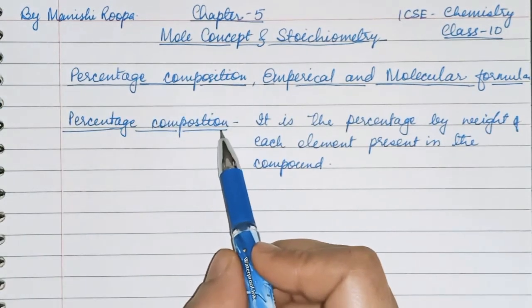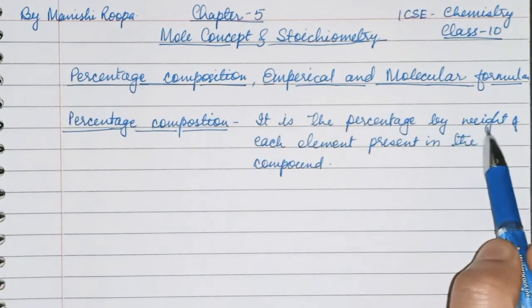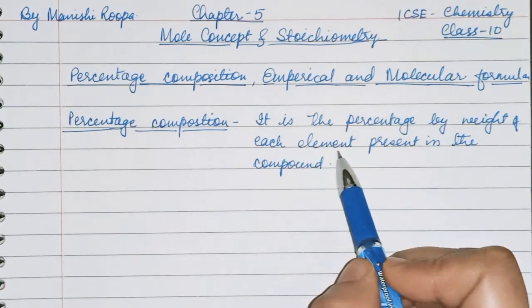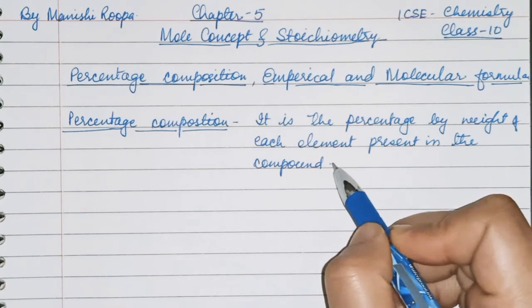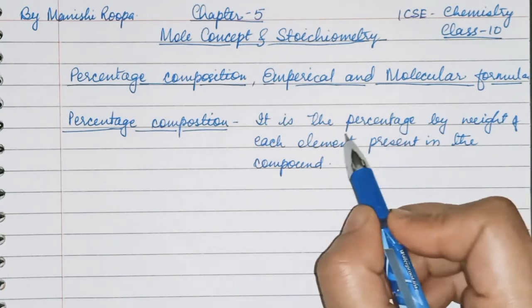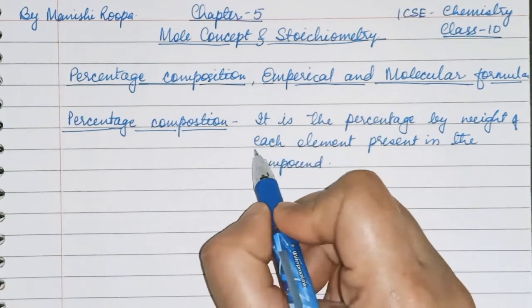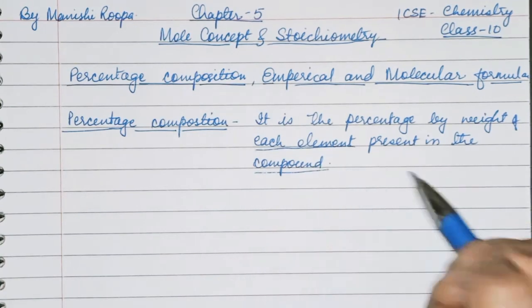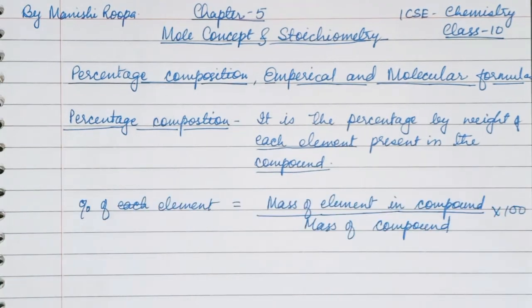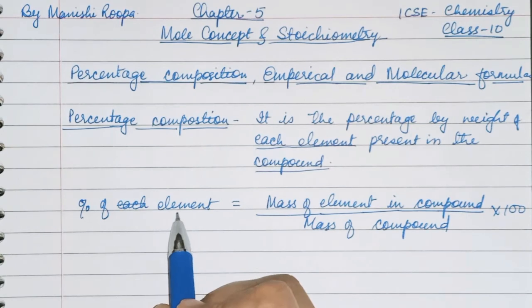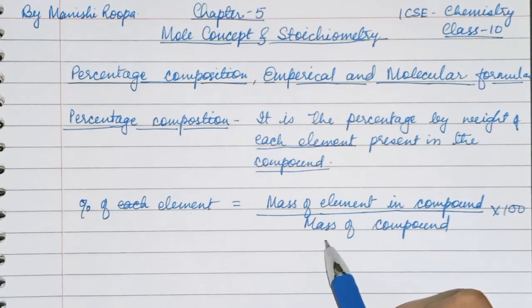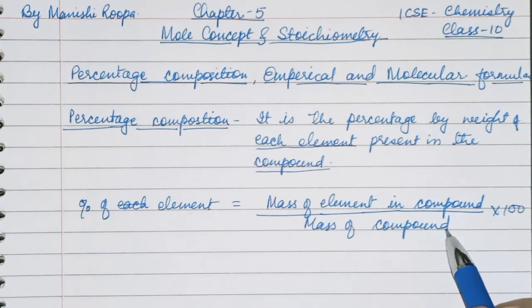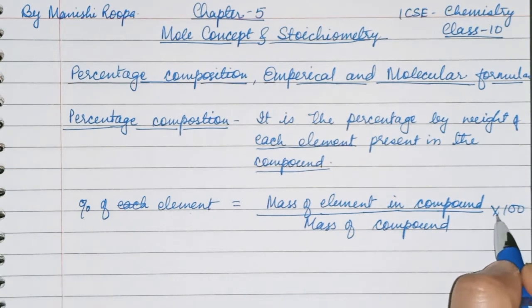Percentage composition is the percentage by weight of each element present in the compound. Whatever element is present, you have to take out the percentage for each element present in the given compound. Its formula is: percentage of element is equal to mass of element in the compound upon mass of compound, that is total mass of compound, into 100.